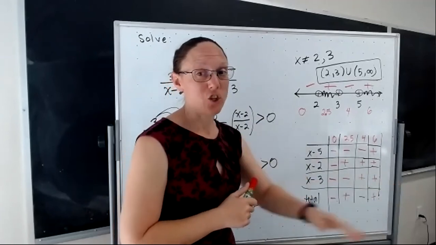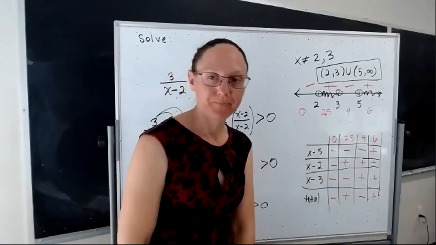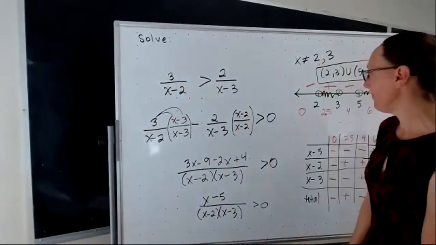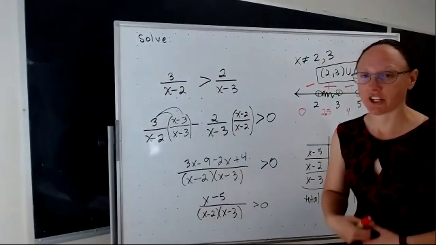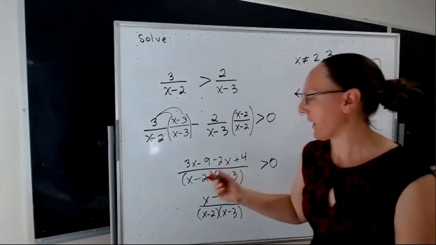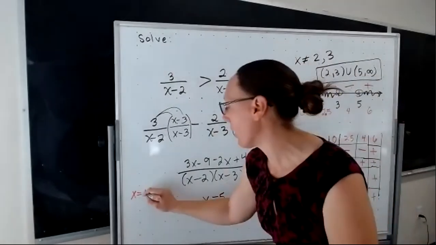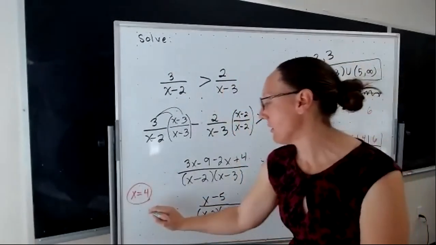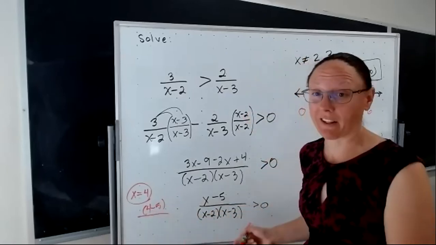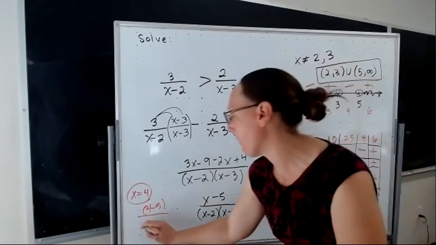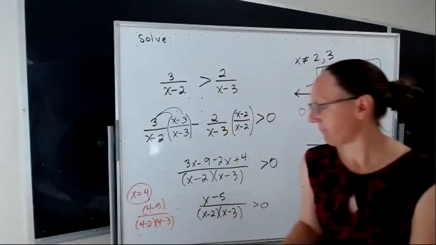And if you don't like the chart because all of that feels messy to you, you don't have to use it. You could just take each of your test points and plug it into the overall fraction if that feels better. So let's say I was plugging in x equals 4, not to my chart, but just directly to the equation. I'd have 4 minus 5 over 4 minus 2 times 4 minus 3.